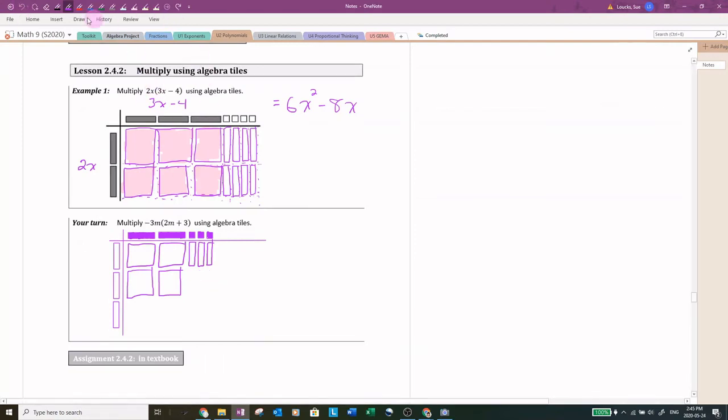There we go. Okay, so let's finish this up. So we get another negative m and another negative m.